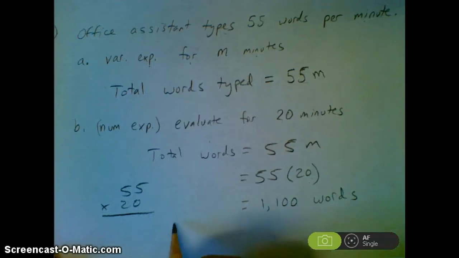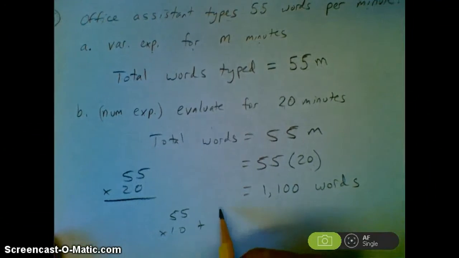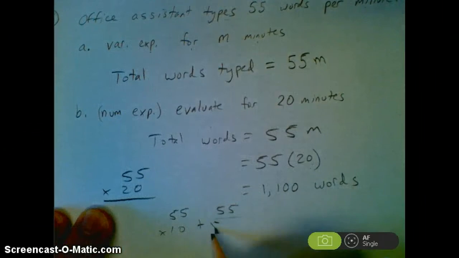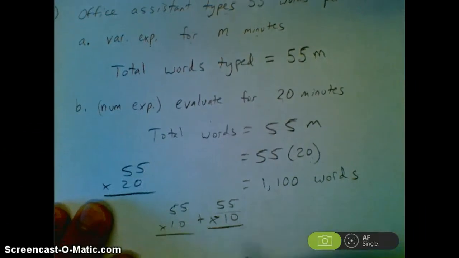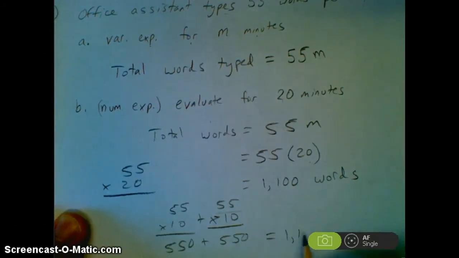So I took 55 times 10 plus 55 times 10. Come on, self. 55 times 10, I know that. A little trick is 550 plus 55 times 10, 550. That's easier for me to add to get to 1,100.